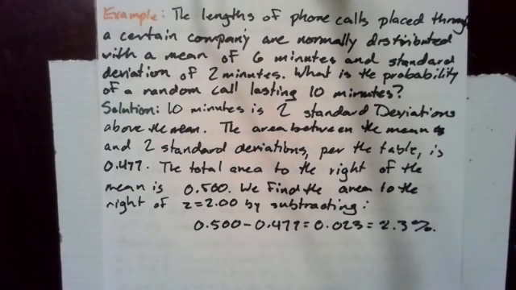The area between the mean and 2 standard deviations, per the table, is 0.477. The total area to the right of the mean is 0.500. We find the area to the right of z equals 2 by subtracting: 0.500 minus 0.477 equals 0.023, which is 2.3%. That means that about 2.3% of phone calls will last 10 minutes or longer.